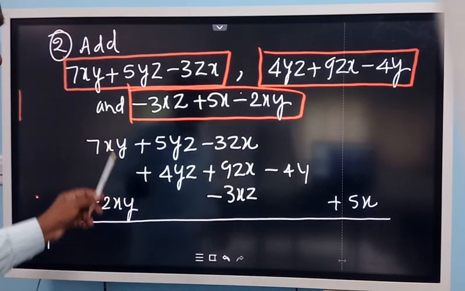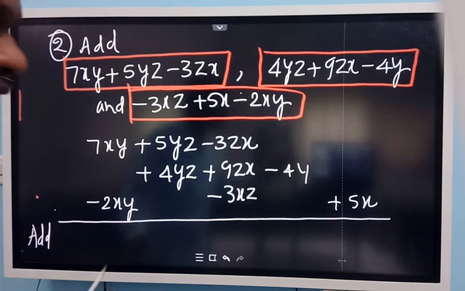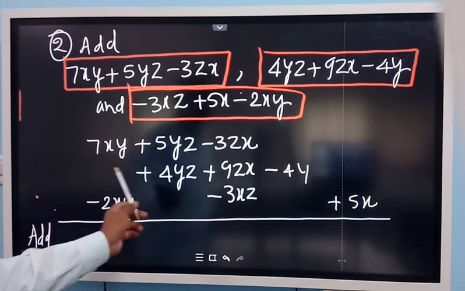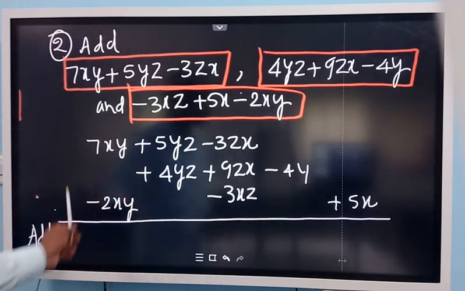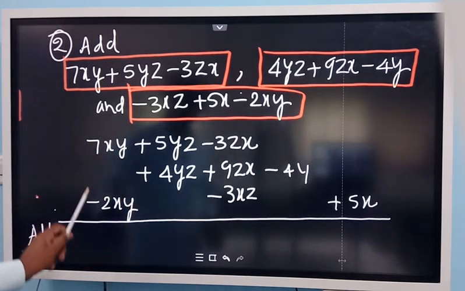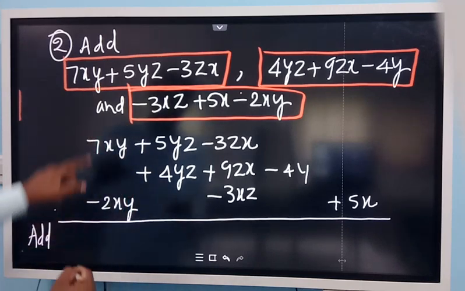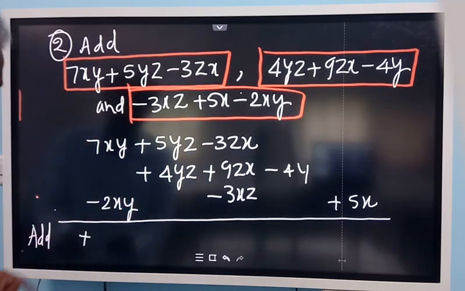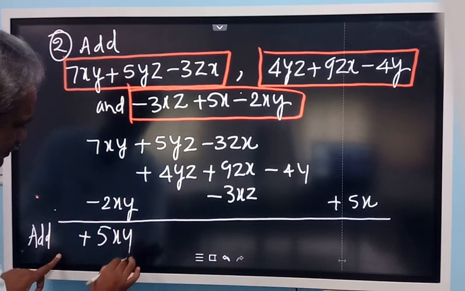So look at this, 7xy can be added with only its like term 2xy. Here we don't have any other xy, just 7xy and 2xy. One is positive sign, another one is negative sign. Put the sign of the greater number. So plus sign, 7 minus 2 is 5, so 5xy.